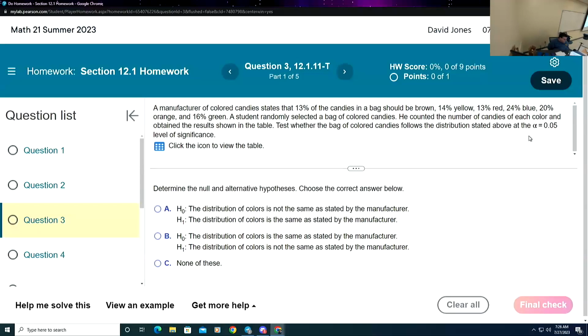The null hypothesis, H naught, is always that it matches what's expected. Expected in this case is going to be what the manufacturer says it should be. So we should have that H naught is the distribution of colors matches what the manufacturer says. And H1 is at least one of them is different, so it doesn't match. That looks like B says that. H0 is the distribution of colors is the same as stated by the manufacturer. And H1 is that they are not the same.